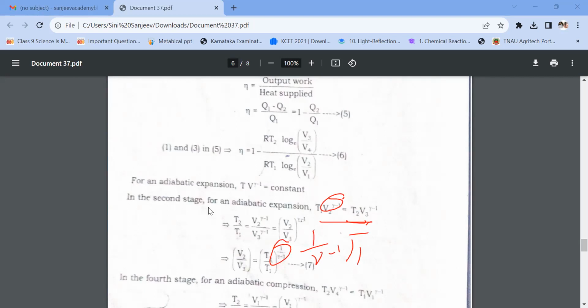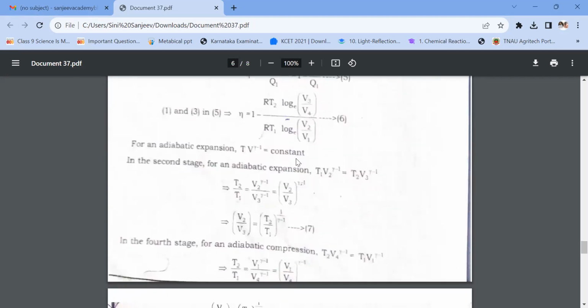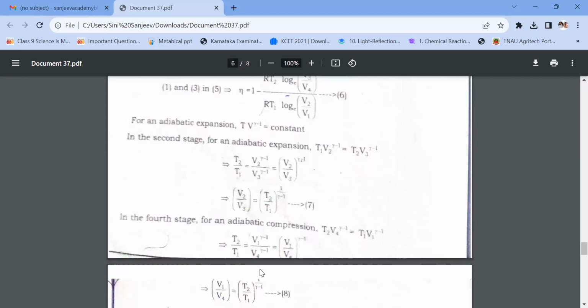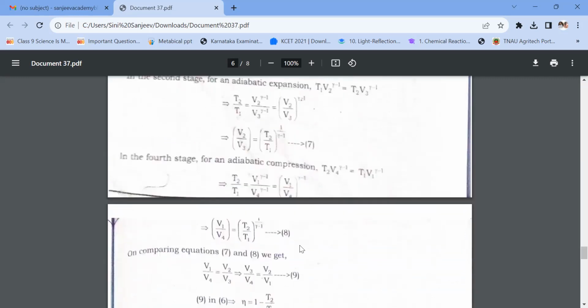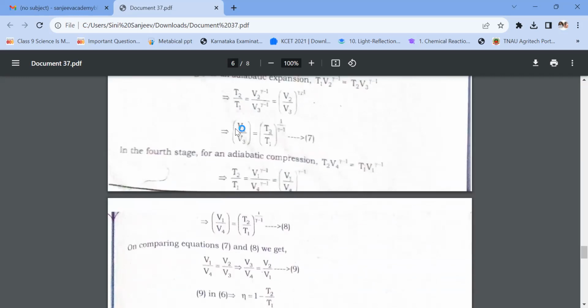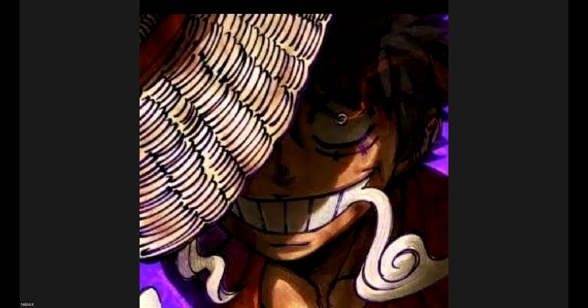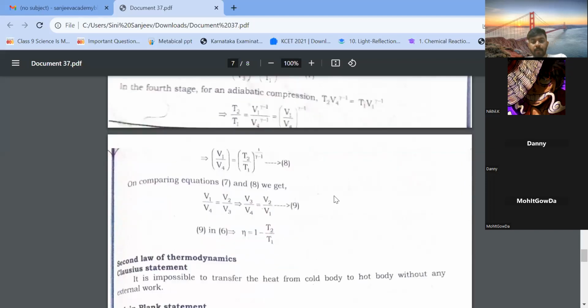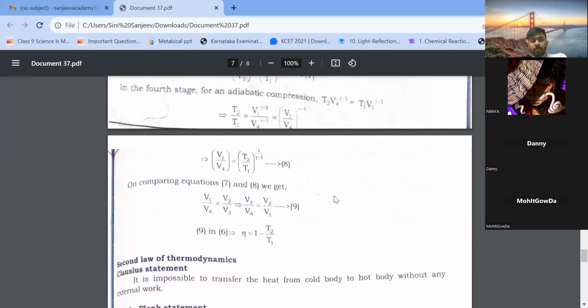Any doubt is there? Once the session is over, I'll help you out with the same. Similarly, T1, T2 is gone. That is the second stage of adiabatic expansion. Now for the compression part, T2 by T1, I'll directly take the first and the fourth. The same thing will come: V1 by V4 power gamma minus 1. You can directly write it down just by changing the number. Instead of 2, put 1. Instead of 3, just put 4. That's all. Now LHS is equal, T2. Once we do that, we'll be getting 1 minus T2 by T1 respectively. That's all. Any doubt, I'll help you out with the same.